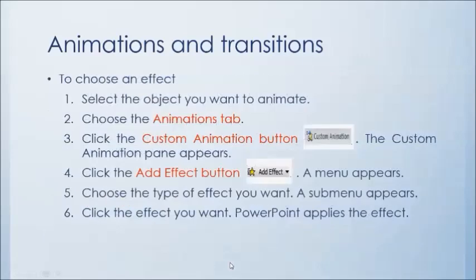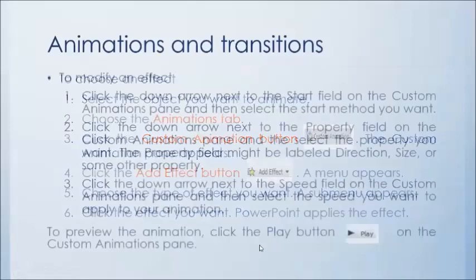To choose an effect, first select the object you want to animate. Choose the Animations tab. Click the Custom Animation button. The Custom Animation pane appears. Click the Add Effect button. A menu will appear. Choose the type of effect you want. A sub-menu appears. Click the effect you want and PowerPoint applies the effect.